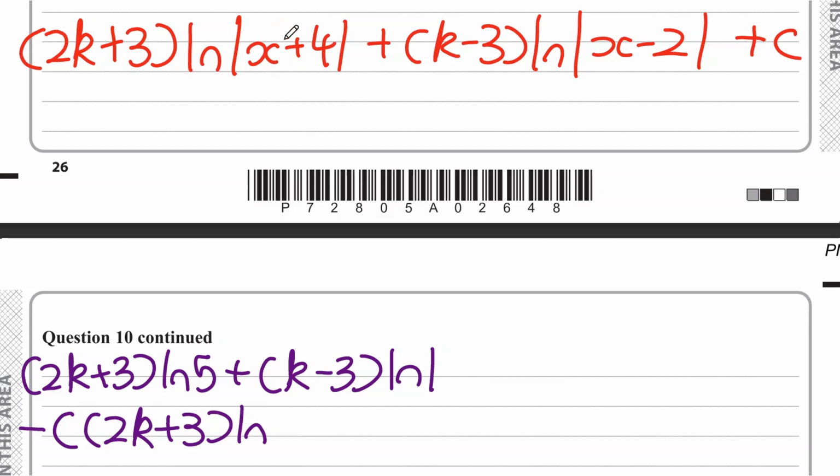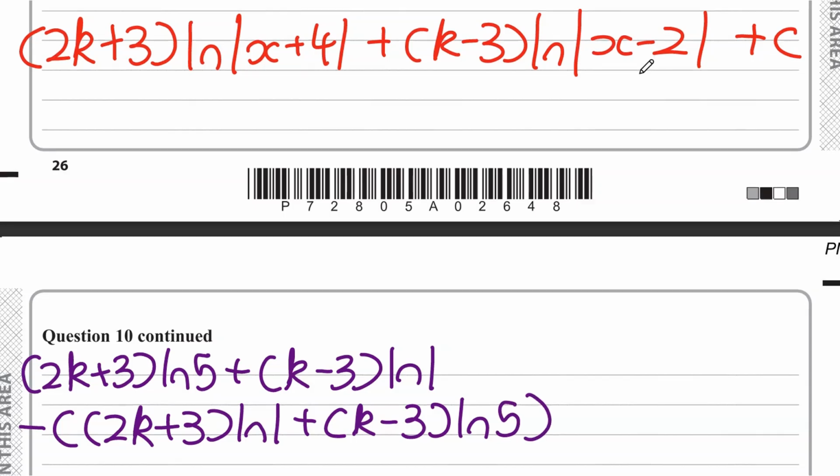it's going to be minus 3 plus 4, which is going to be 1. This is going to be the natural log of 1, and then it's plus k minus 3, and then the natural log. If we sub in minus 3 here, it's going to be minus 3 minus 2, which is minus 5, so it's going to be the modulus of minus 5, which is 5, like this here.